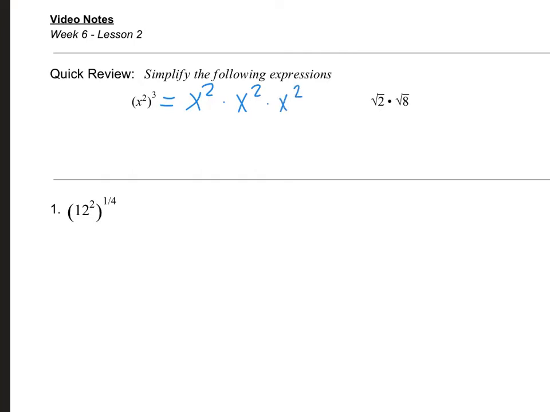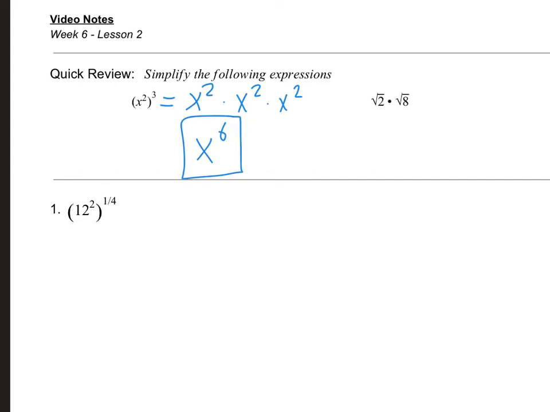A lot of you remember off the top of your head, you're already screaming at me what the answer is, but I'm just going to go through this methodically so that you see why, right? So I have x squared cubed. That means I have x squared 3 times. So x squared times x squared times x squared. And I know that when I multiply terms of the same base, I just add up the exponents. So 2 plus 2 plus 2 is going to be x to the 6th, right?